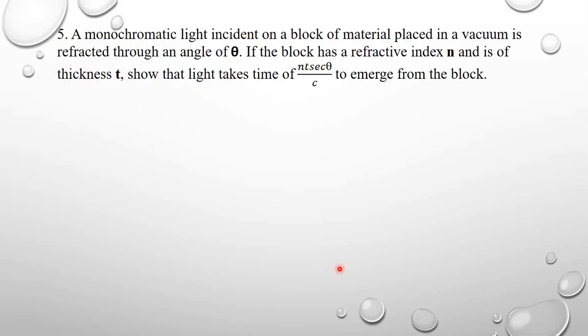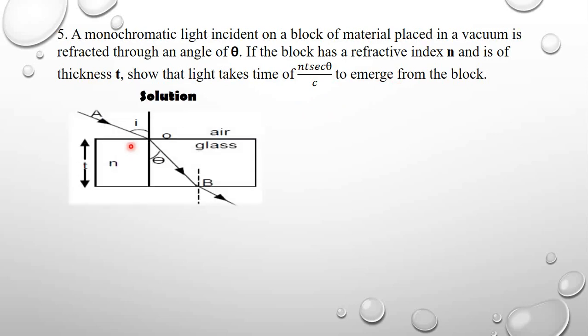Let's look at the last example here. Monochromatic light incident on a block of a material placed in a vacuum is refracted through an angle theta if the block has a refractive index n and is of thickness t. Show that light takes time of n t sec theta over c to emerge from the block.